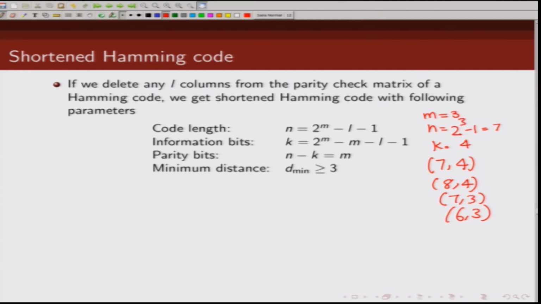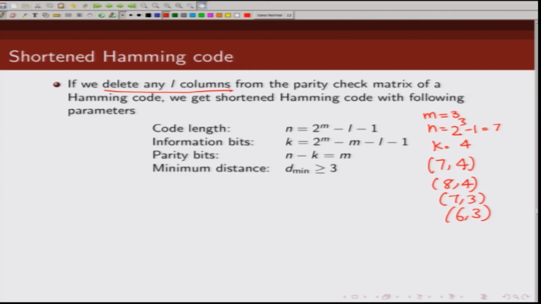We are not exhaustively covering all possible ways of lengthening and shortening a code. We just give you a few examples to illustrate this idea of changing the parameters of the code. So, the first thing that we are considering is a shortened Hamming code. So, how do you get a shortened Hamming code? You delete L columns from the parity check matrix of your Hamming code.